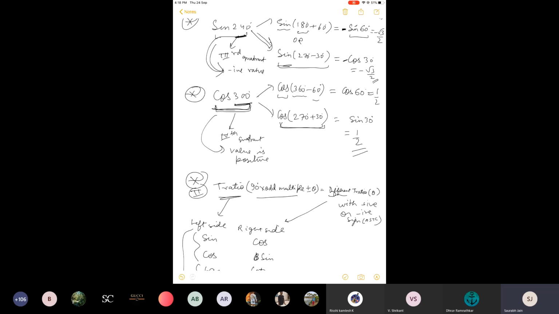As you can see, from both the methods we have got the same values, and we should get the same values. If you are not getting the same values from both the methods, then you are definitely making some mistake.